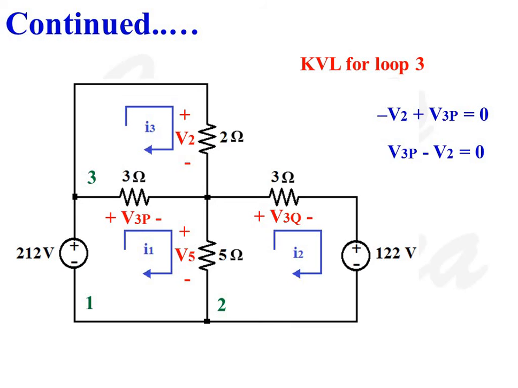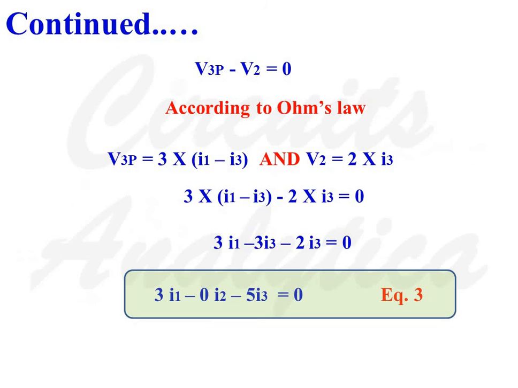V3P minus V2 is equal to 0. According to Ohm's law, V3P is equal to 3 into (I1 minus I3) and V2 is equal to 2 into I3. Therefore, we can write 3I1 minus 3I3 minus 2I3 is equal to 0. 3I1 minus 0I2 minus 5I3 is equal to 0. Equation number 3.